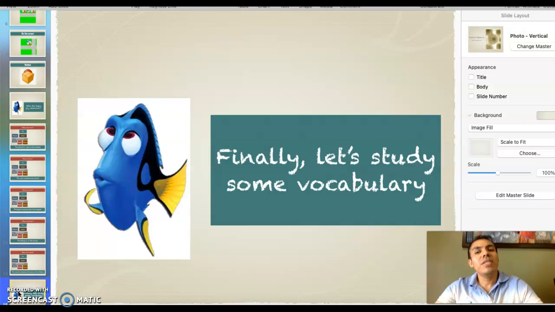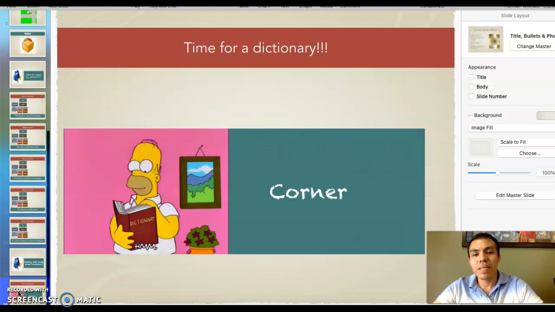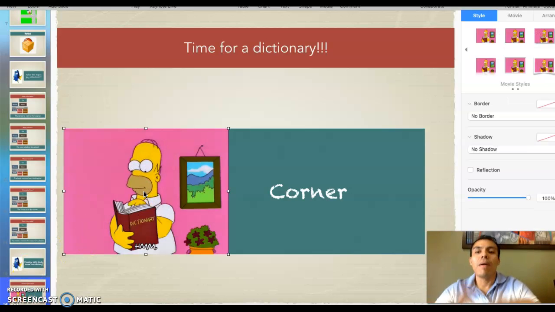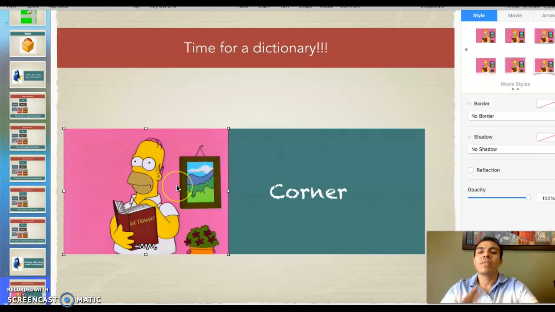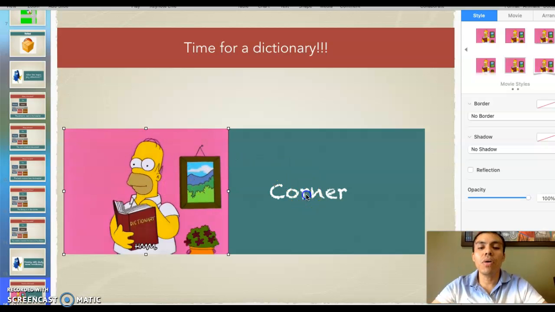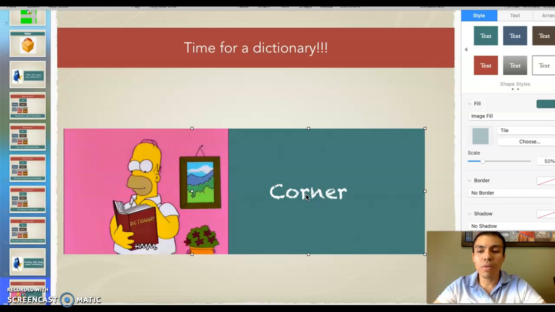Finally, let's study some vocabulary. And time for a dictionary. Open the dictionary and in your free time, check the meaning of the verb corner. Okay? Corner.